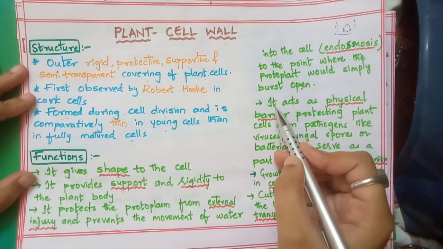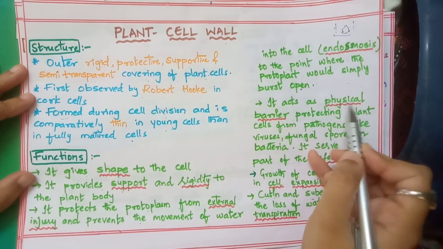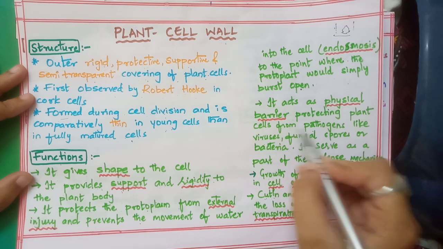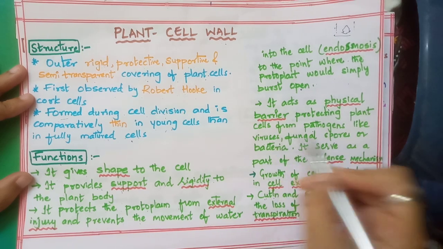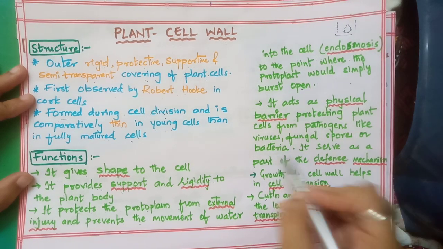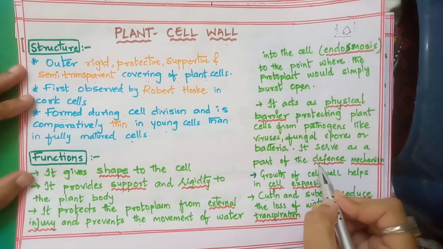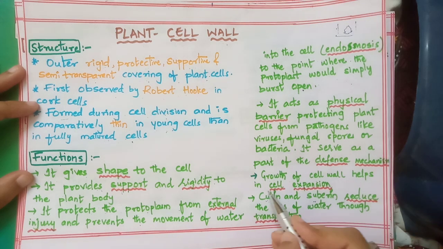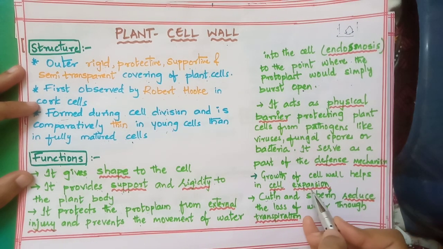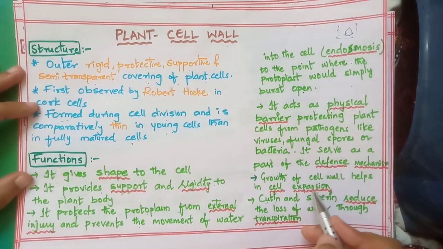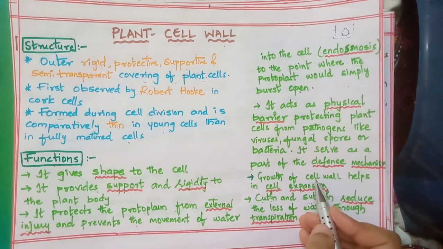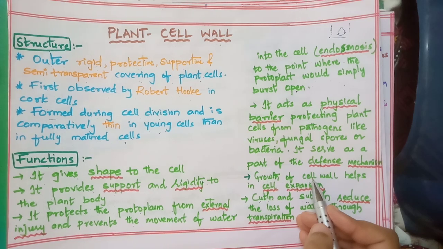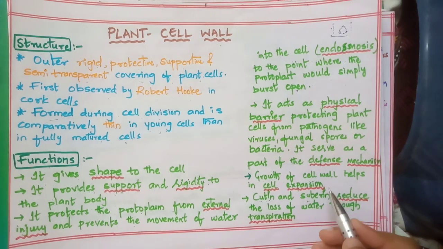Then coming to the next function, it acts as a physical barrier, means it protects the plant cells from pathogens like viruses, fungal spores or bacteria. It serves as a defensive mechanism. Then growth of the cell wall helps in cell expansion. It means that when there is growth of the cell, the cell wall will expand. As a result, the expansion of the cell takes place.